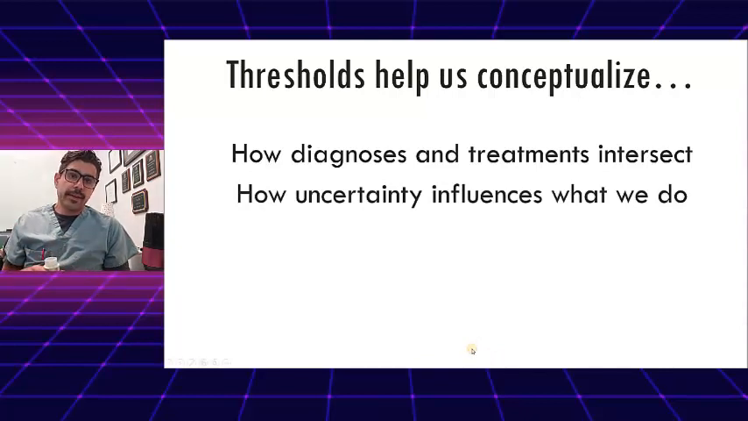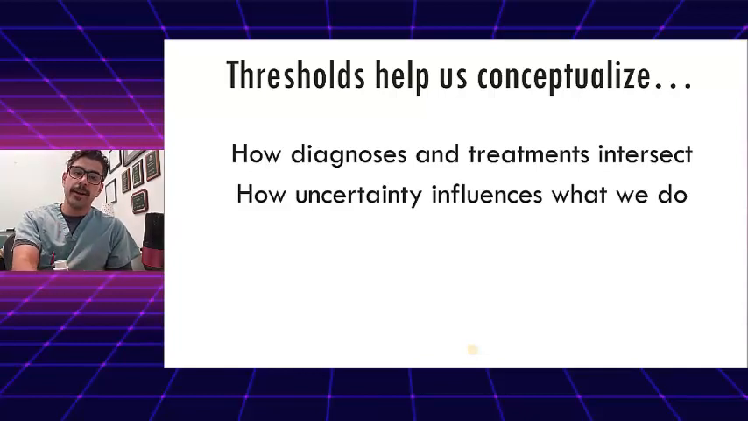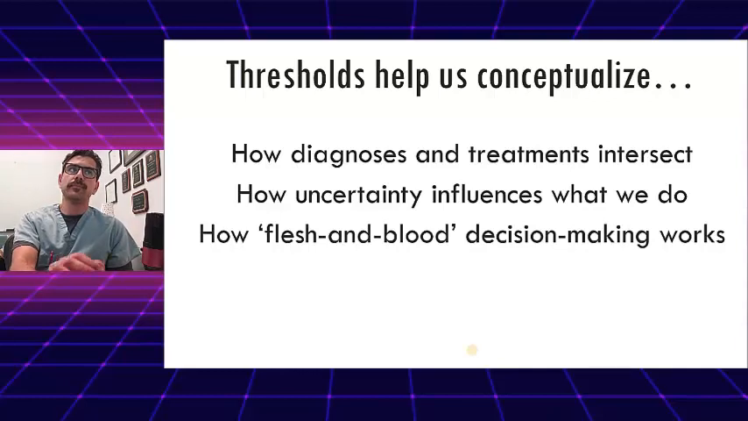And I think this intersects with the overlapping confluence of how uncertainty influences what we do. So if we're not certain, our test and treatment thresholds might be very far from where we're operating in this middle gray space, and that uncertainty influences our desire to obtain more testing and increase our diagnostic confidence. And again, I think this is just how flesh and blood decision making works, right? So we could wax poetic, philosophic, whatever.